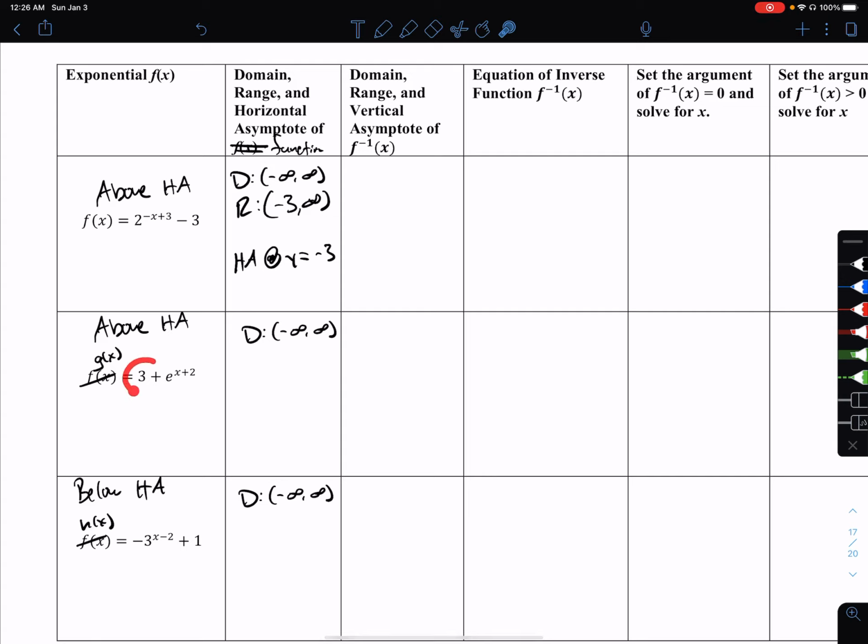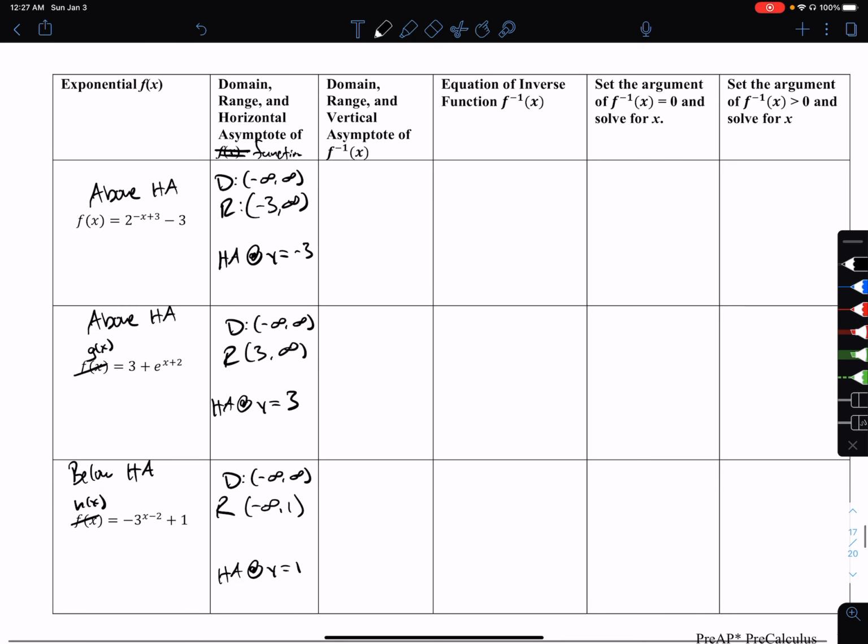For g of x, since there's a constant of 3, there's a horizontal asymptote at y equals 3, which means the range is going to go from 3 to infinity, because it says it's above the horizontal asymptote. For h of x, it has a horizontal asymptote at y equals 1, because this constant is a +1. Since this is below the horizontal asymptote, the range is going to go from -infinity to 1.